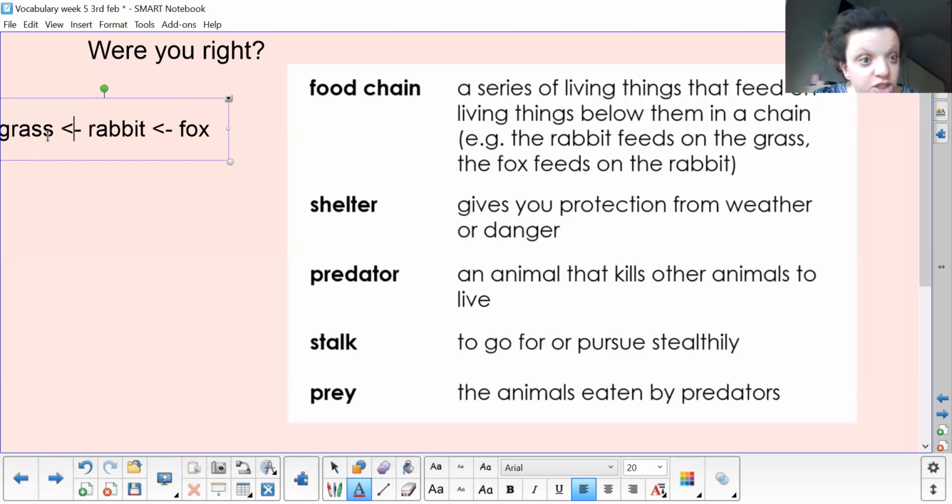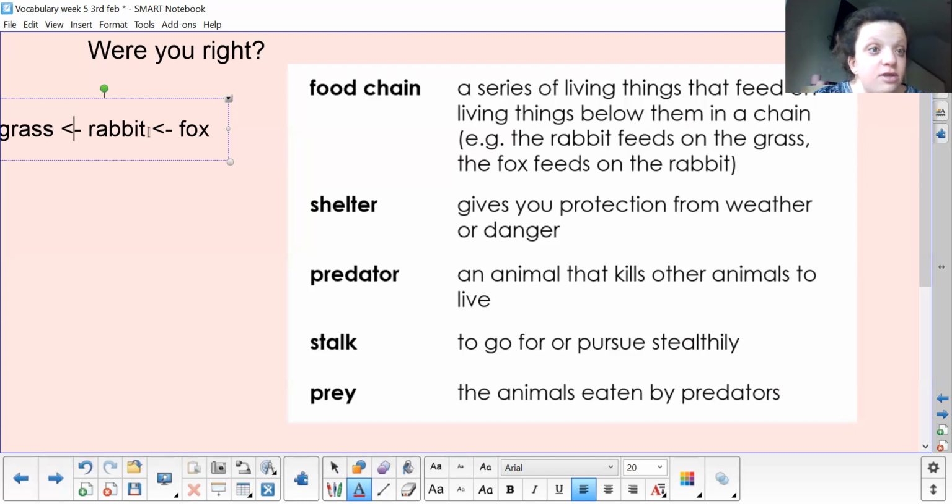Stalk, which a lot of predators do, they would stalk their prey and they'd look around for the animal they want to eat and stalk them. It's to go for or pursue them stealthily. So they're going to look around, they're going to work out where they are and then go for them, attack, pounce and get them.